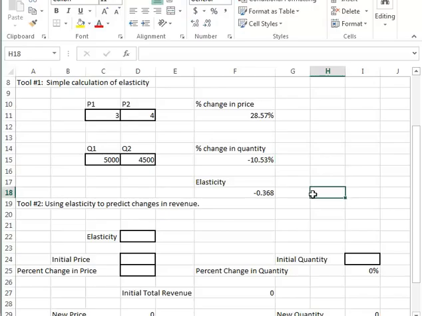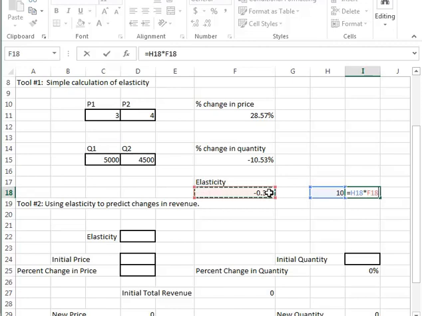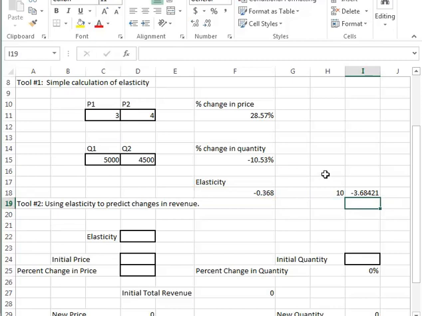So, if elasticity is negative 0.368, and we see a 10% change in price, then we're going to see that the percentage change in quantity is going to be negative 3.68%. Let me double check and make sure I got the sign correct on the price change.